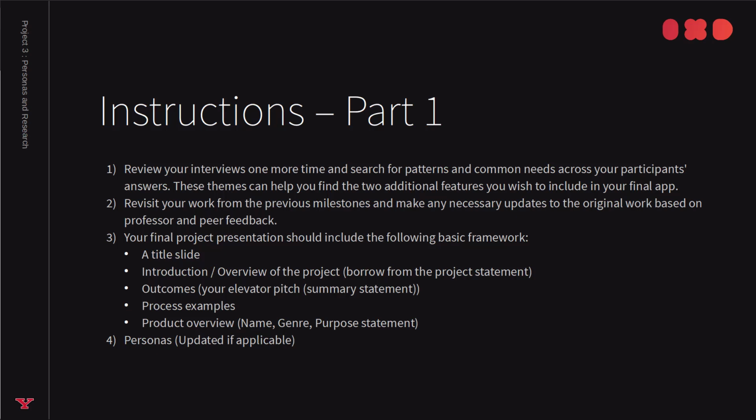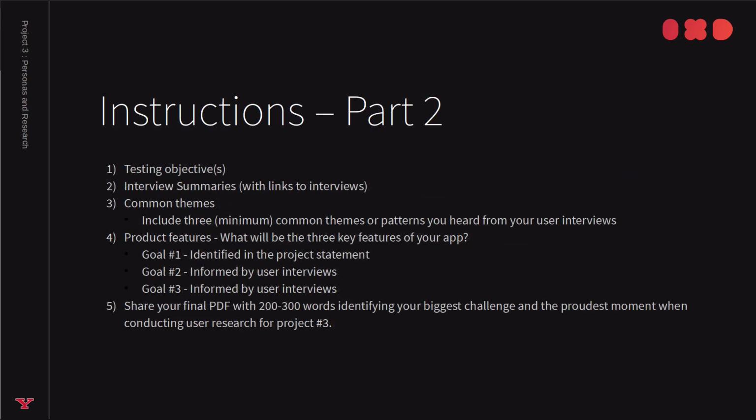So the product overview itself, so the name, the genre you picked, the purpose statement that you wrote early on in the project. You want to include your personas that you created with any updates that are applicable, your testing objectives that you wrote a few assignments ago, and your interview summaries. I don't need to have the testing script that you wrote, because your objectives and your interview summary should give me an idea of how those interviews went.